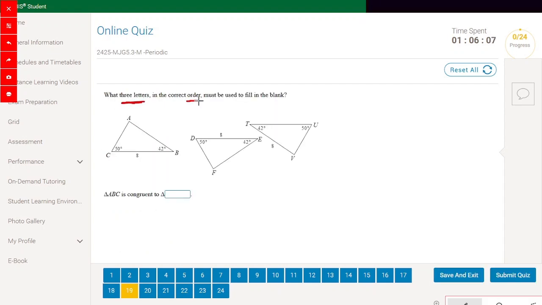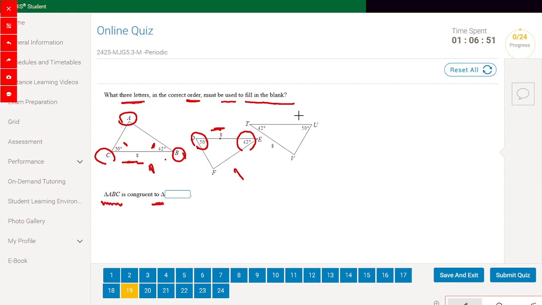What three letters in the correct order must be used to fill in the blank? Okay. Triangle ABC is congruent to which triangle? This triangle has angle, side, angle. So angle C is congruent with angle D, it's 50. And angle B is congruent with angle E, it's 42. And the side, CB, is congruent to DE. Okay, that means these two triangles are congruent.